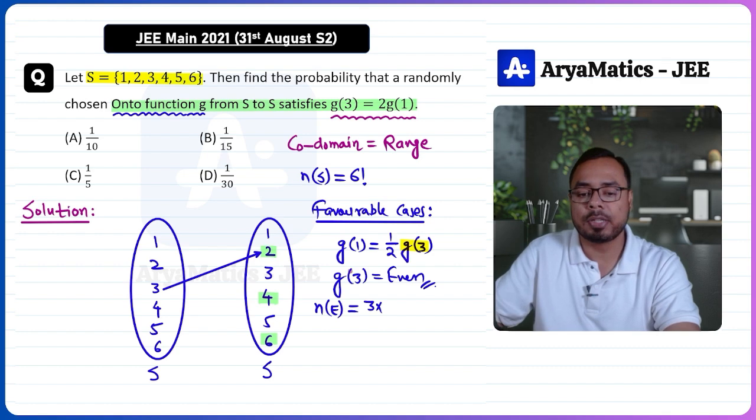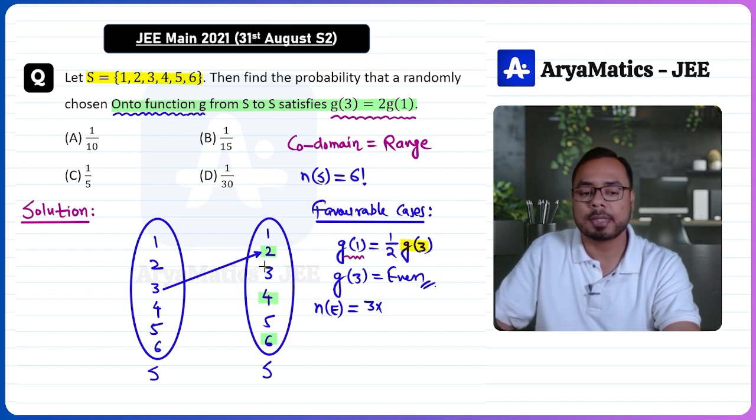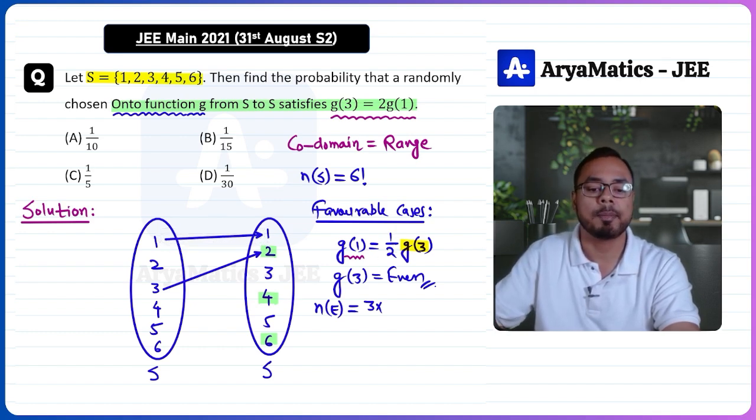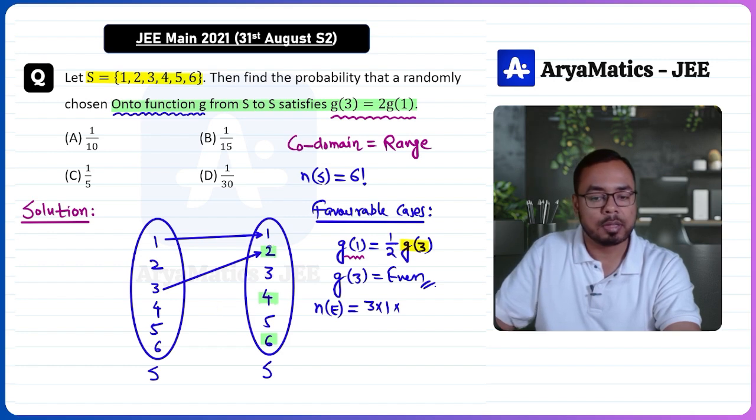Now, once you decide z of 3, z of 1 has to be half of that. So for z of 1, there is only one option. Suppose z of 3 was 2, then z of 1 must be half of 2, which will be 1. So z of 1 has to be 1. And for the remaining 4 elements, there is no restriction, right? So for 3, we have 3 options, either 2 or 4 or 6. For 1, there is only one option.